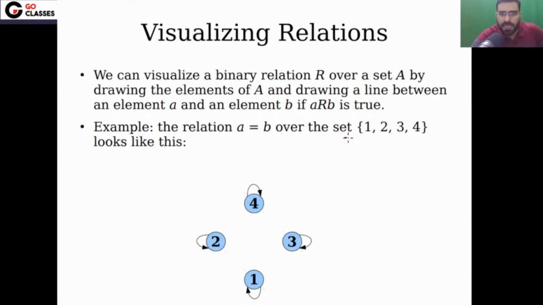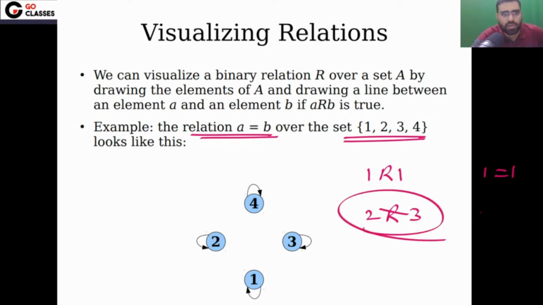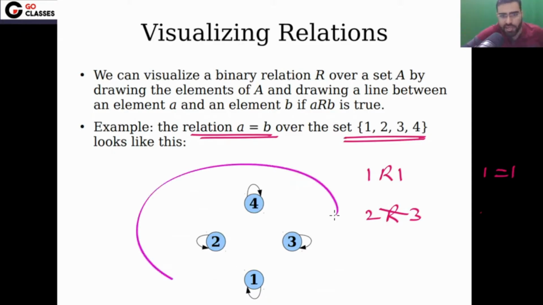Now the next is, on this set you have this relation equal to. Now you can easily see that 1 is related to 1 because 1 is equal to 1. You can easily see that 2 is not related to 3 because 2 is not equal to 3. So this is the relation A equal to B, and the graph representation will be this. Everyone is related to itself.